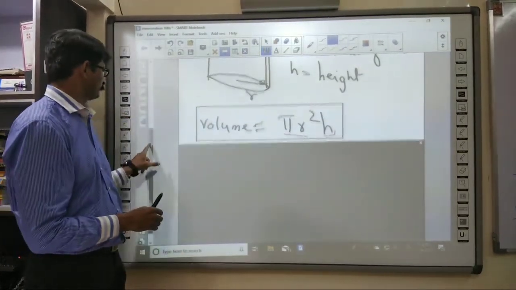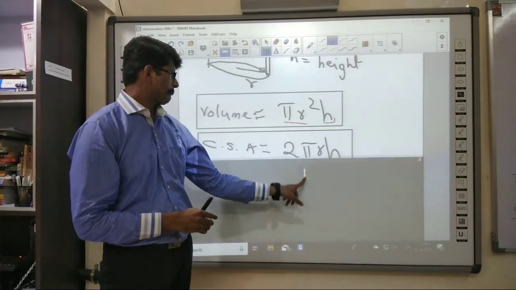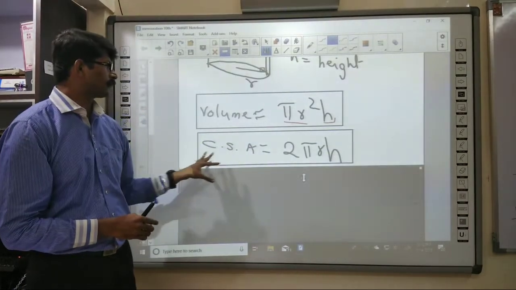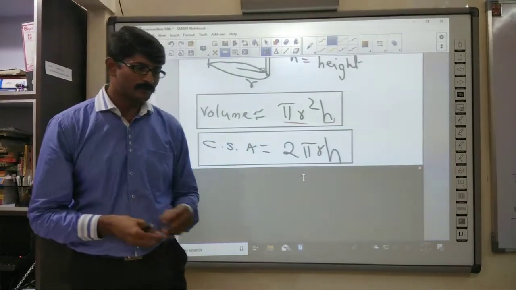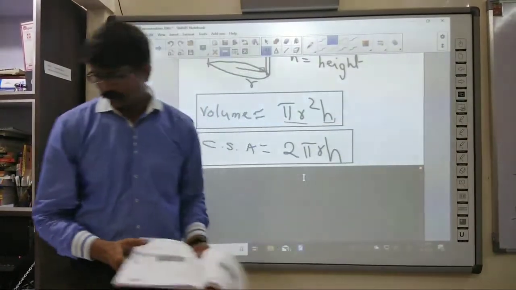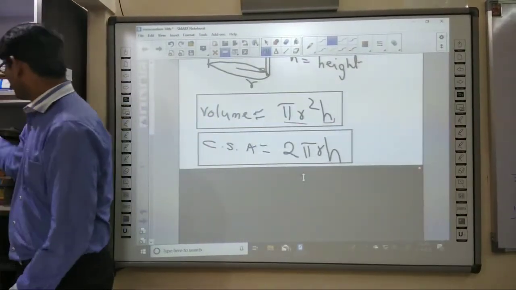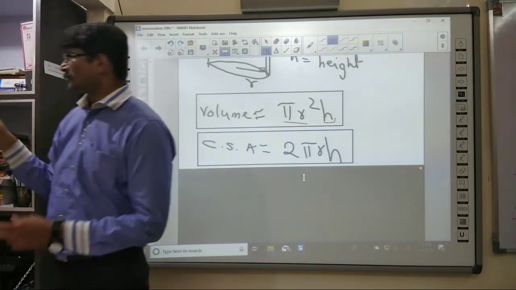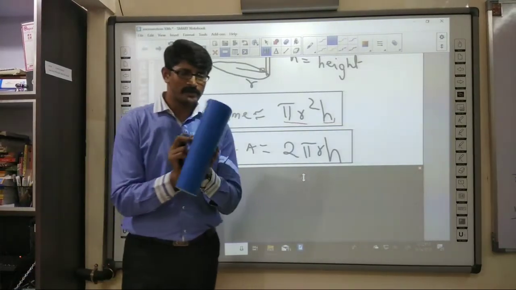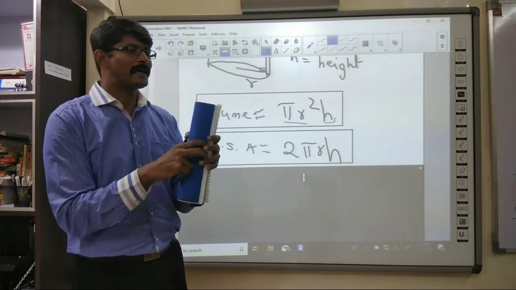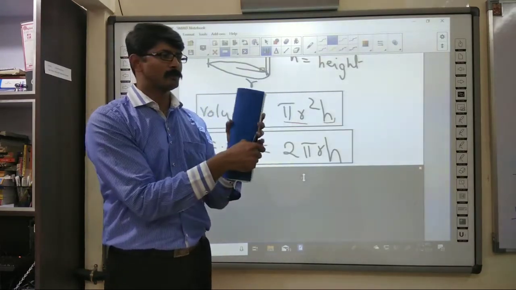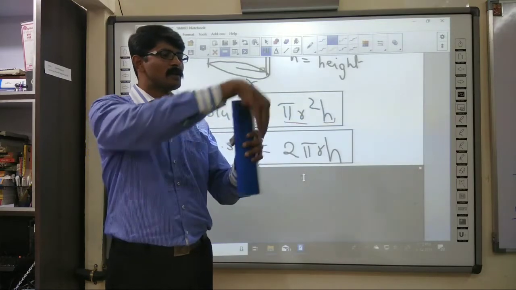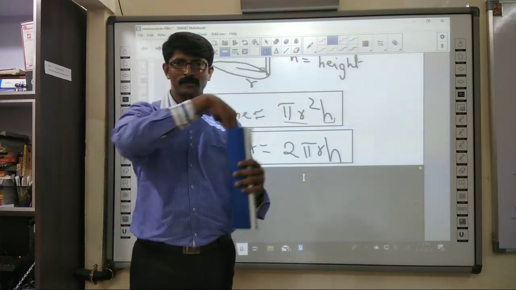Next thing is surface area or the curved surface area. Now there might be some confusion. So what is curved surface area? Say suppose I have this cylinder, okay? So I have wrapped it with this blue color sheet, isn't it? So that is basically curved surface area. I hope you understood what is a curved surface area.